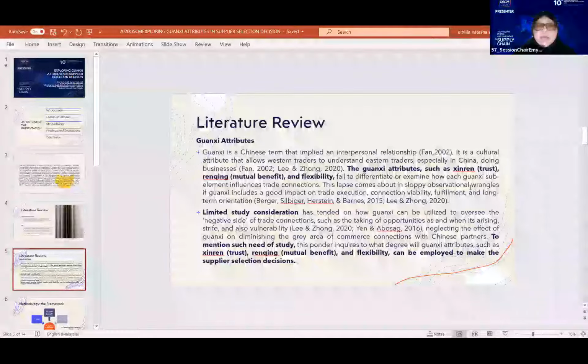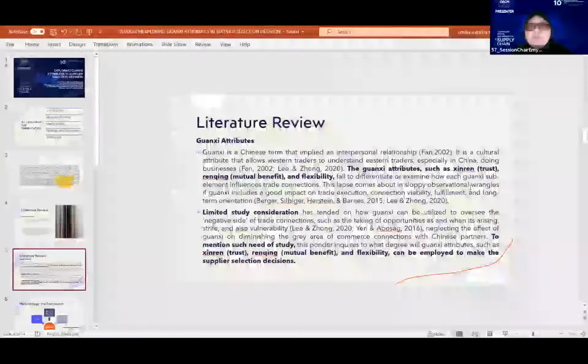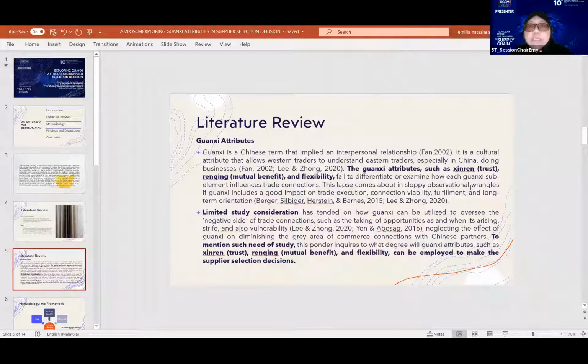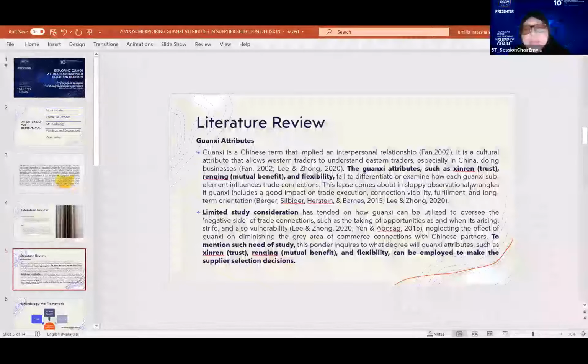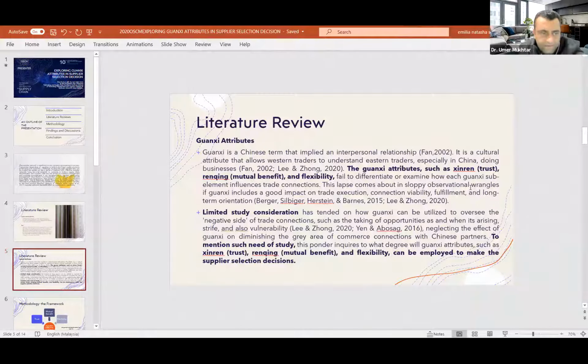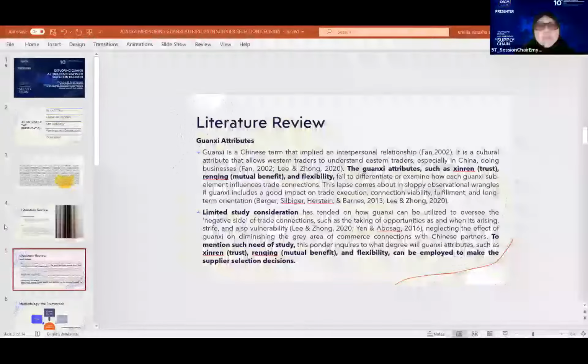So that's because there's no difference, because there are a lot of papers talking about GUANXI, but not in logistics fields. They are more towards marketing and international trade, IB. So I use the explanation by Fan, and then I look into it using Berger, Zong, Lee, and Zong, which is related to the logistics understanding in regards to Ziren, ranking, and flexibility. Okay, thank you very much. Thank you. You're welcome. Right, I think let me stop the share.